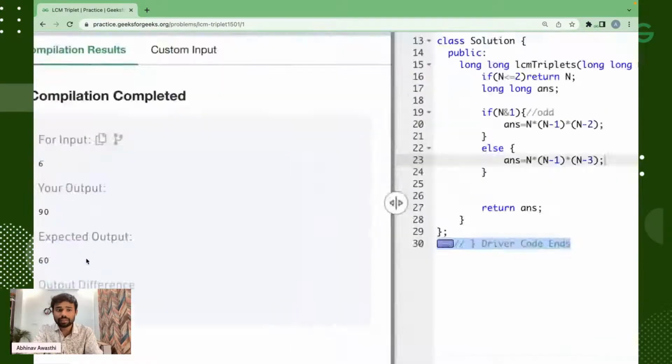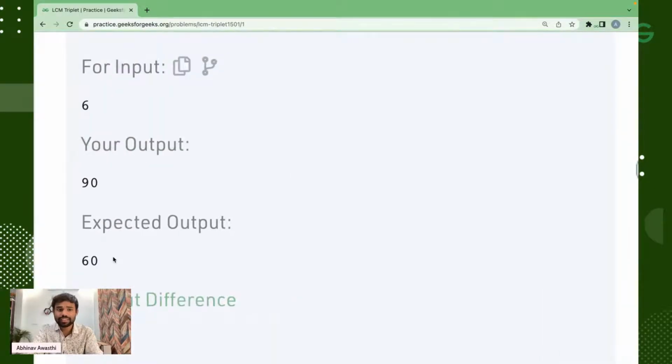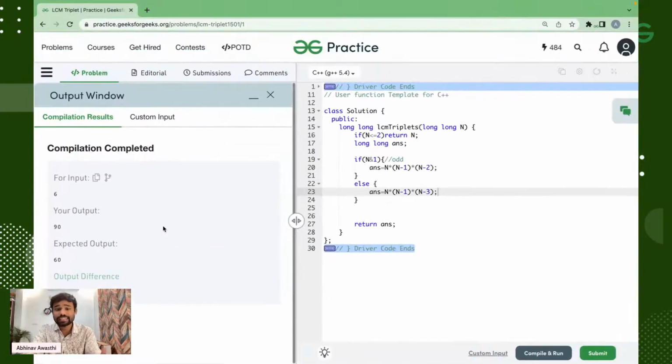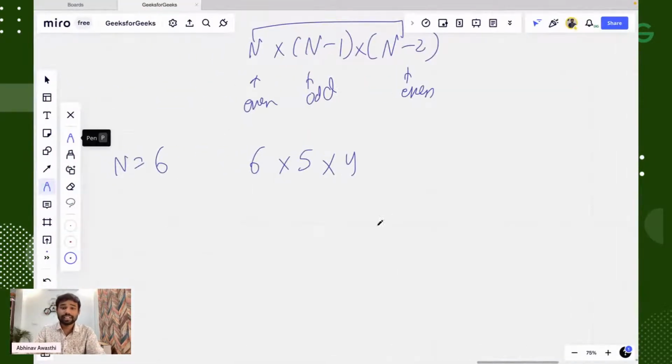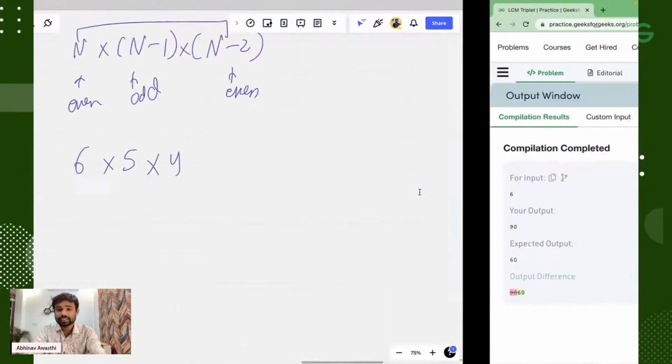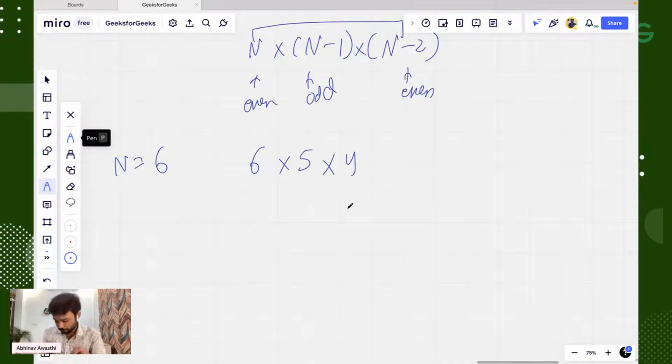So why is this happening? This is happening because there is one more case left from our side. It is fine if n is odd, that is one case. Now we come towards the else case, when n is even. But here also we will have two different cases.